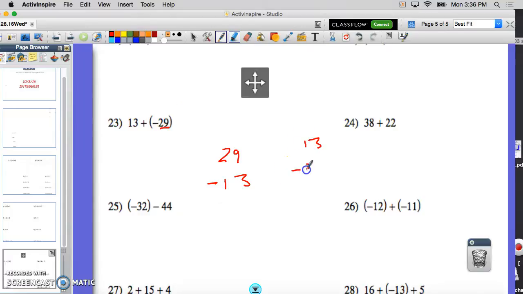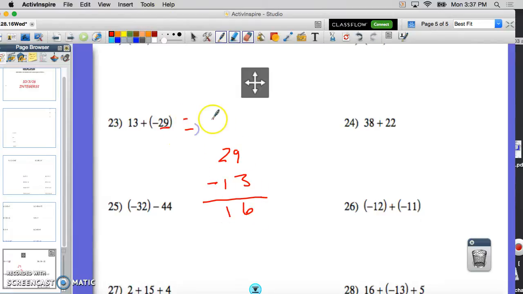Don't try to do it this way. It's just going to make it harder for you. I know you see the 13 first, but it doesn't matter because when you find the difference between the two numbers, it's just a subtraction problem like you would subtract normal numbers. So first I'm going to do 29 minus 13. If you do 29 minus 13, you'll get 16 left over.